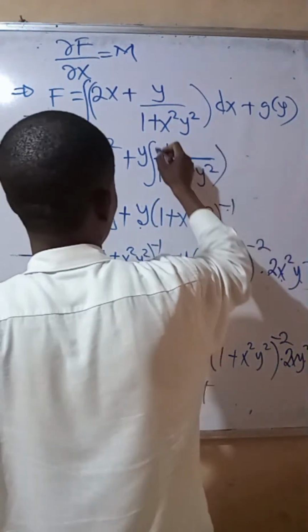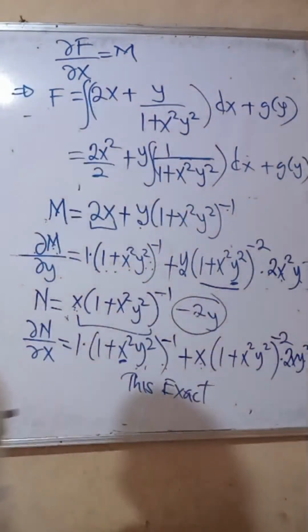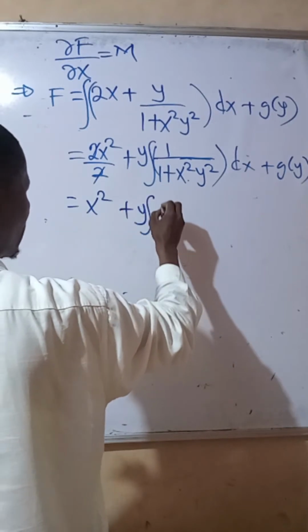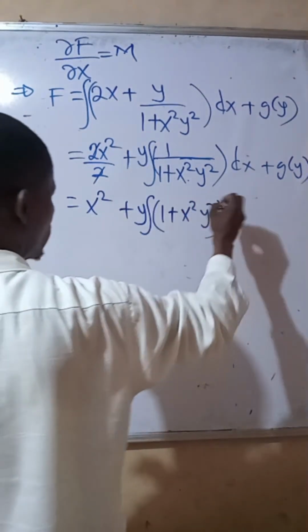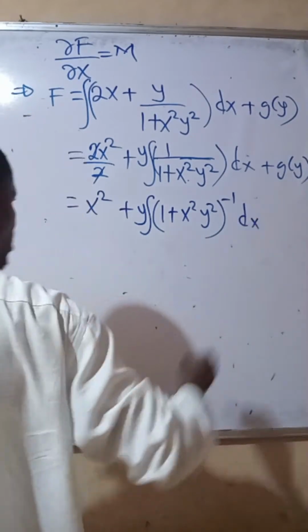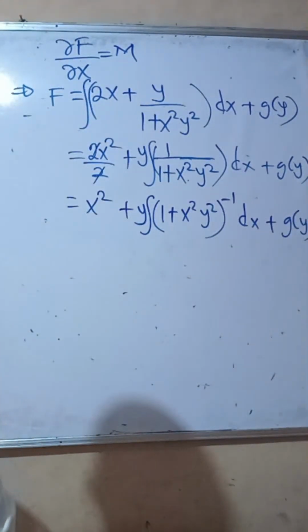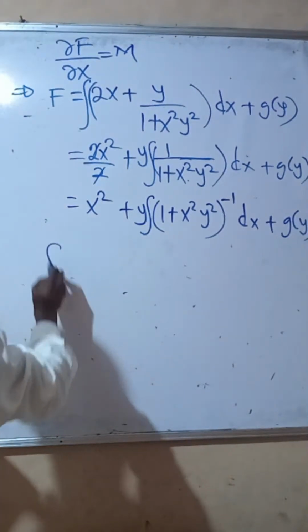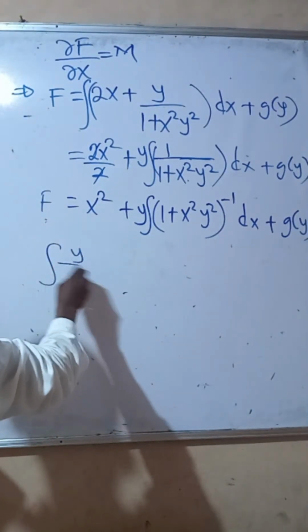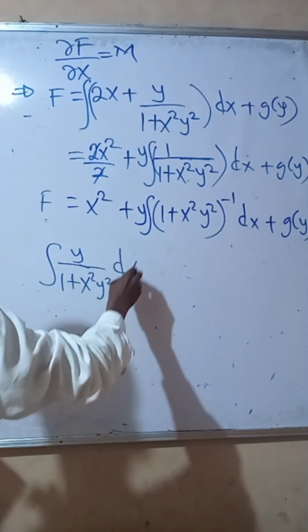So the x squared plus g of y, taking the y outside, I can write this one as 1 plus x squared y squared to the power minus 1 dx, and then g of y. So that's what we have there. So we can write this one outside. This is y over 1 plus x squared y squared dx.